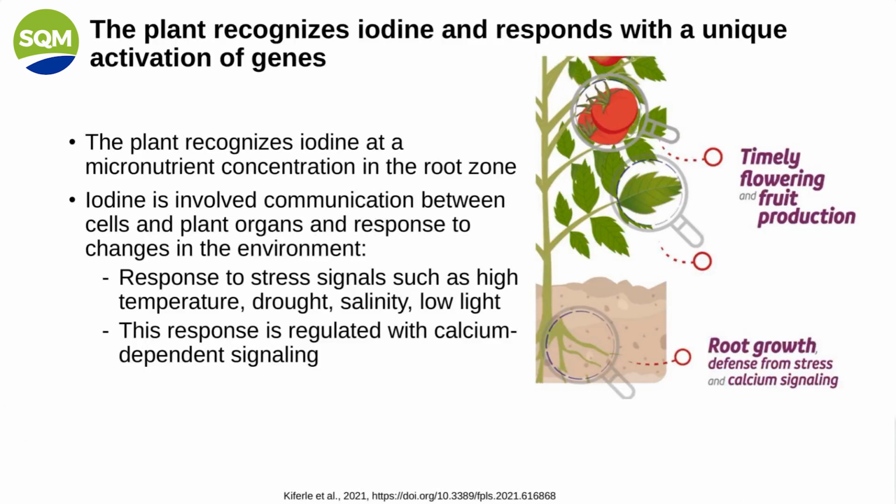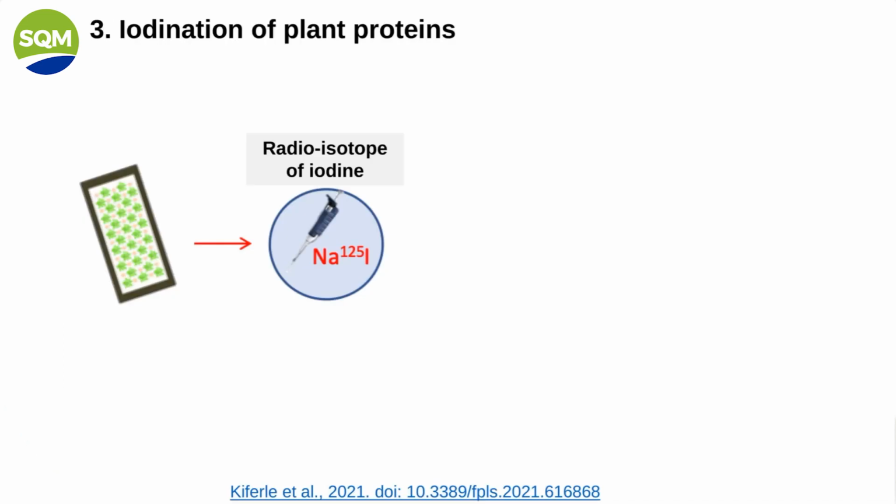And an important aspect of this response of the plant is called calcium-dependent signaling, and that is comparable to the nervous system of people. So this is the way a plant recognizes its surroundings. And also iodine showed a clear expression in the genes involved in calcium-dependent signaling. So that brings me to the third part of the evidence, the iodination of plant proteins.